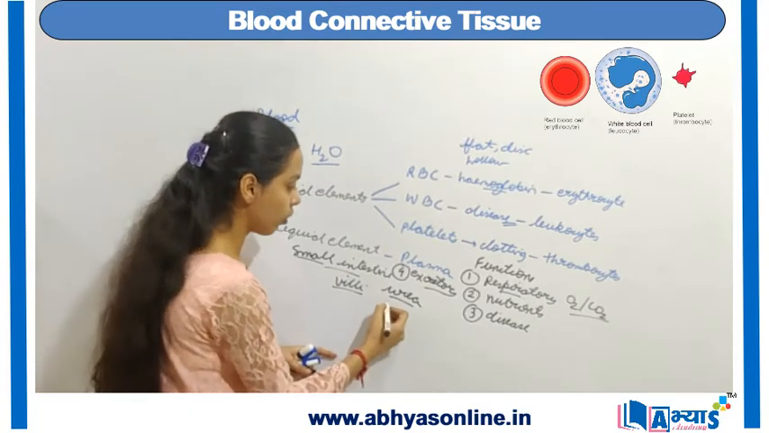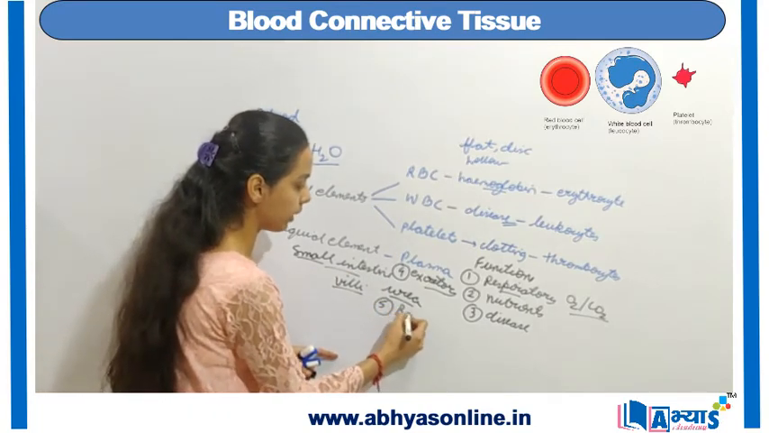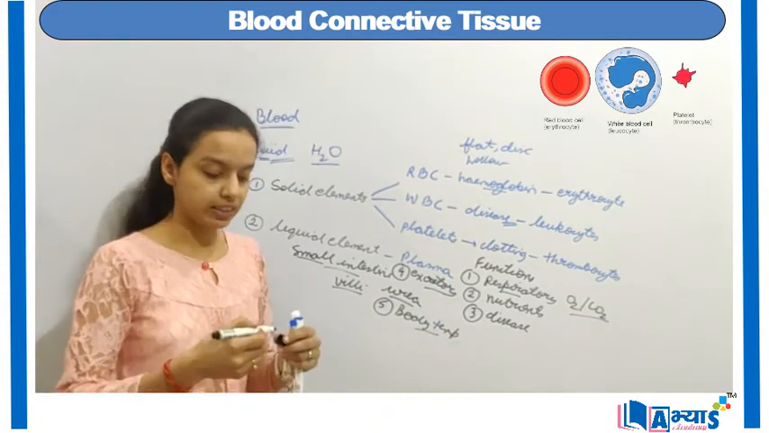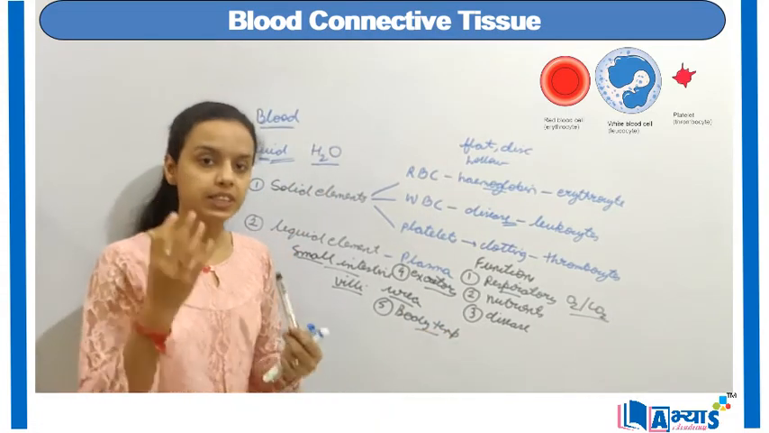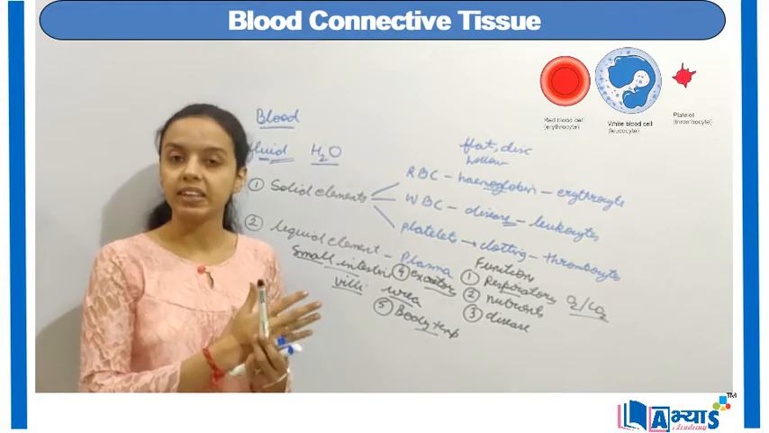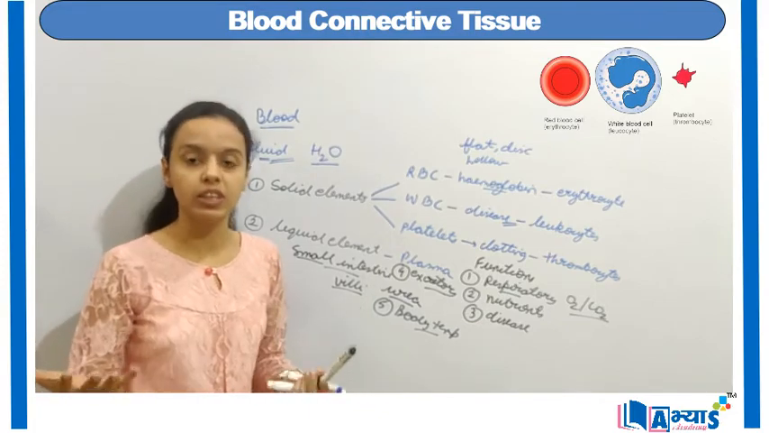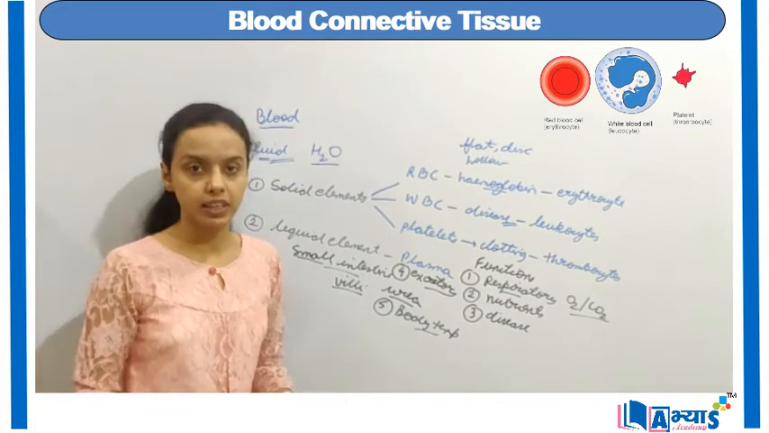In the end, blood also helps to maintain the body temperature. When the blood flows throughout the body and there is exchange of gases every second, it also helps to maintain the body temperature throughout the body, or we can say throughout different seasons of the year.